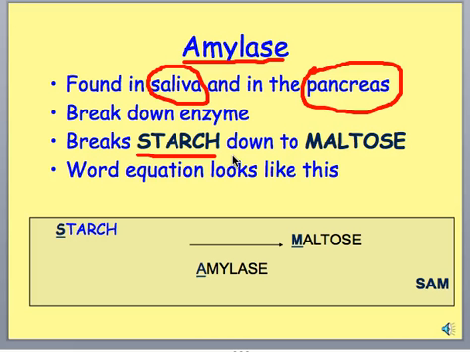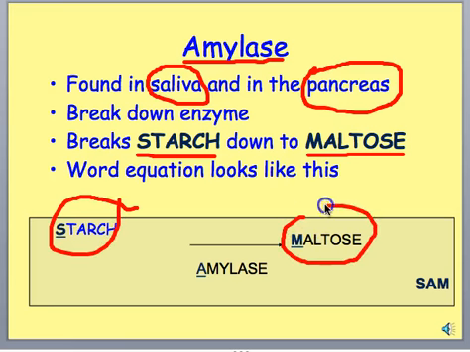And if you're eating, say for example, a big starchy meal, the starch molecules are too large to be absorbed into your bloodstream. So amylase breaks that starch down to smaller molecules, a smaller sugar called maltose. So here we've got the word equation, where starch is broken down by amylase to maltose.